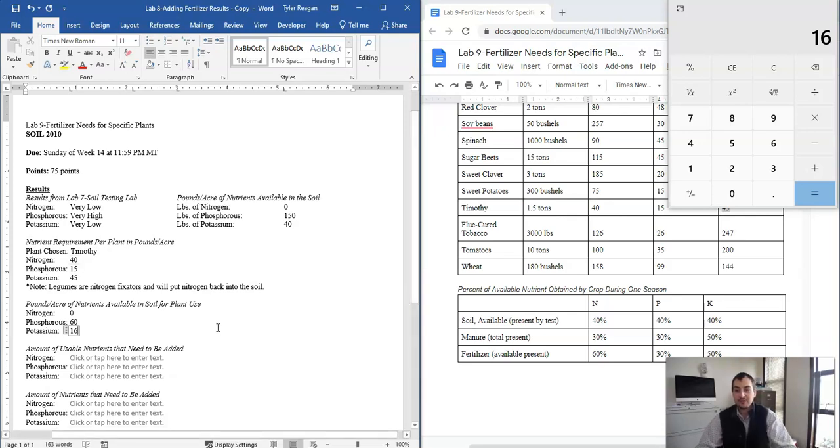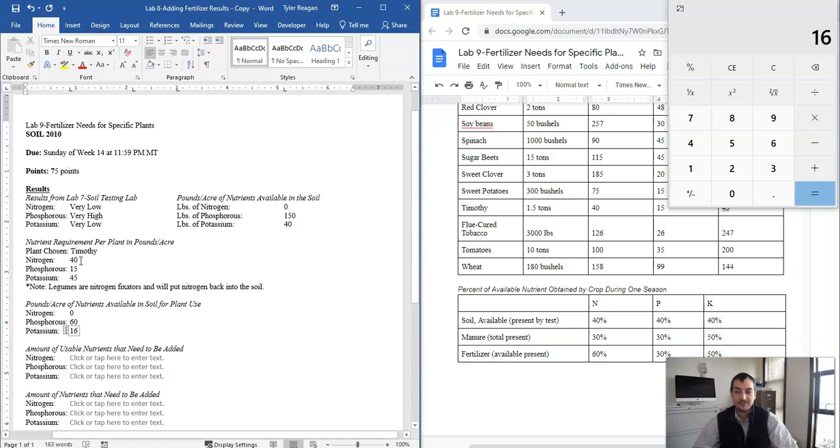So next we need to figure out, now we know this is the amount that the plant is going to use. They're going to need 40 pounds, 15 pounds, and 45 pounds, respectively, between nitrogen, phosphorus, and potassium. They're going to use 40 pounds of nitrogen, 15 of phosphorus, 45 of potassium. So what do we need to do next? We need to figure out, now that we know how much they're going to use, and we also know how much is available for that plant to use of nitrogen, phosphorus, and potassium.